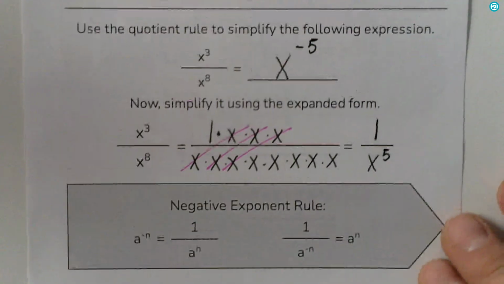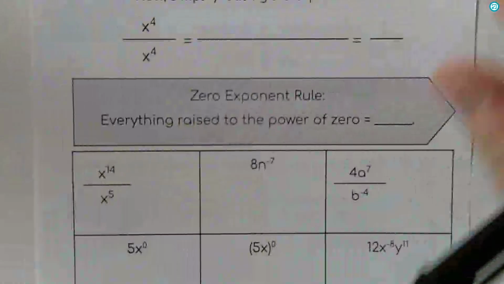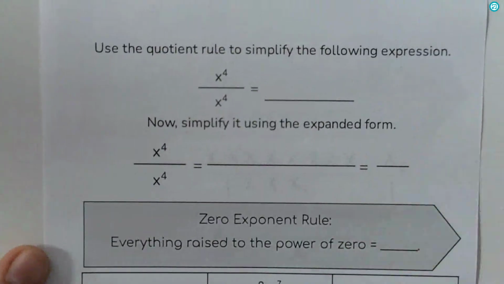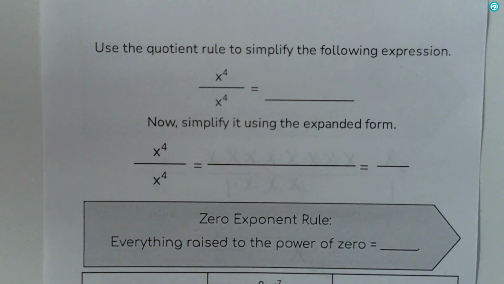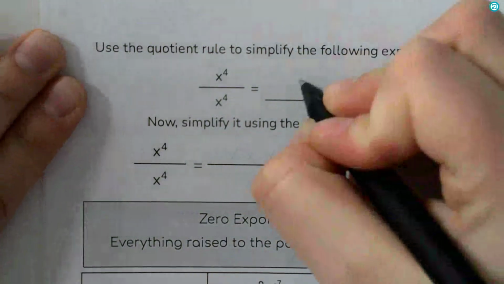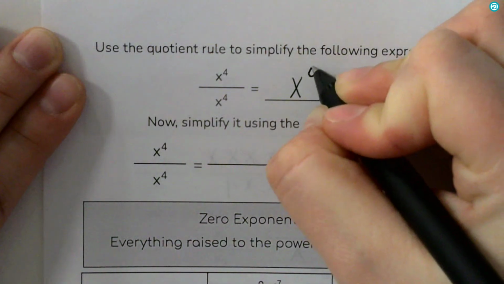Last rule we're learning today. We're going to use the quotient rule to simplify out this guy. So we've got x to the fourth over x to the fourth. When I am dividing, quotient rule tells me I can subtract my exponents. What is 4 minus 4? 0. So I now have x to the power of 0.